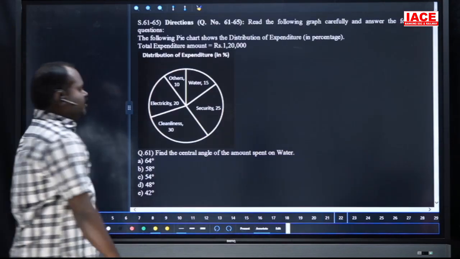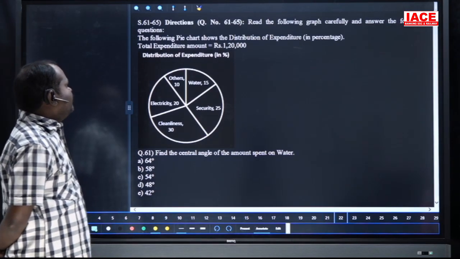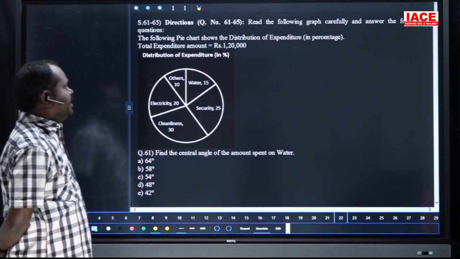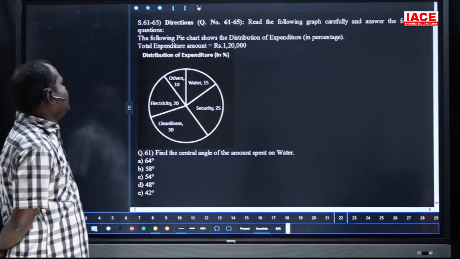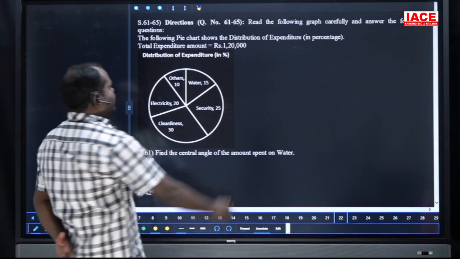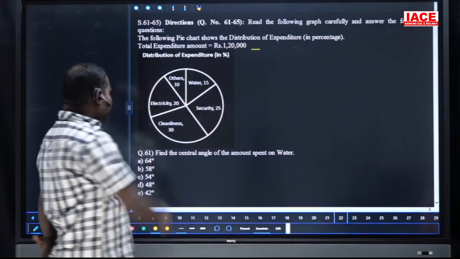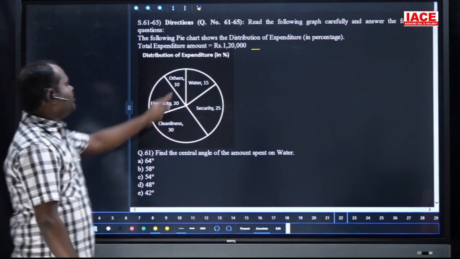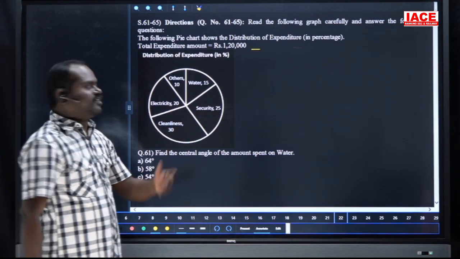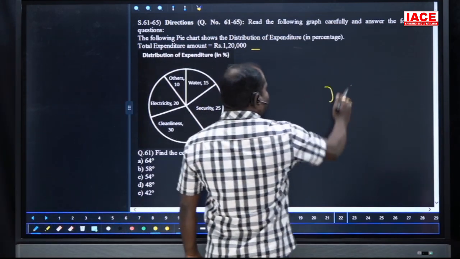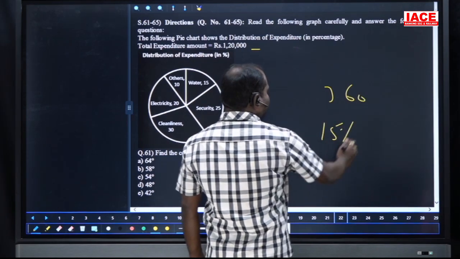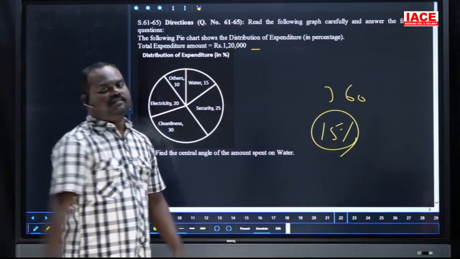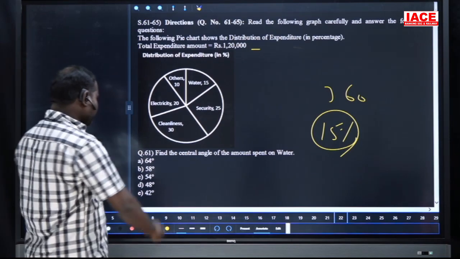Next, questions 61 to 65. The following pie chart shows the distribution of expenditure in percentages. Total expenditure is 1,20,000. Find the central angle of the amount spent on water. Water is 15%, so we require 15% of 360 degrees. 10% plus 5%: 36 plus 18 is 54.